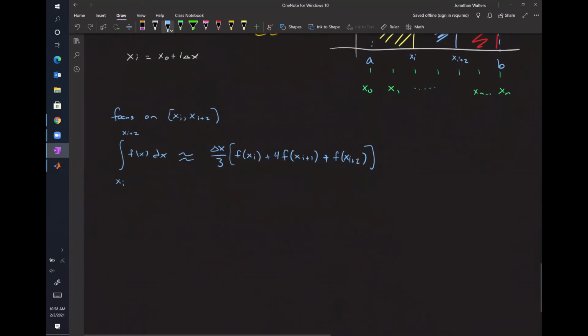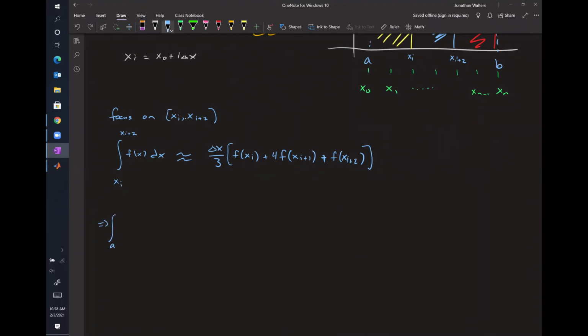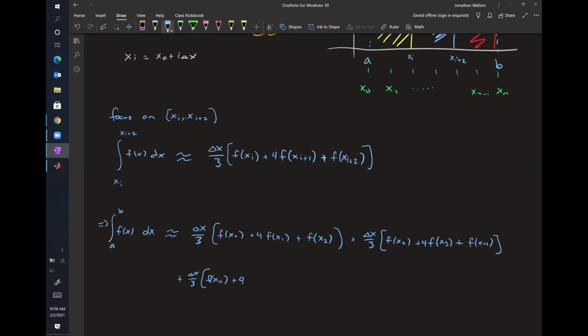So then the total integral from a to b of f of x dx will be approximately delta x over 3 times f of x0 plus 4 f of x1 plus f of x2, plus delta x over 3 times f of x2 plus 4 f of x3 plus f of x4, plus delta x over 3 f of x4 plus 4 f of x5 plus f of x6, and so on, plus delta x over 3 f of x n minus 2 plus 4 f of x n minus 1 plus f of x n.